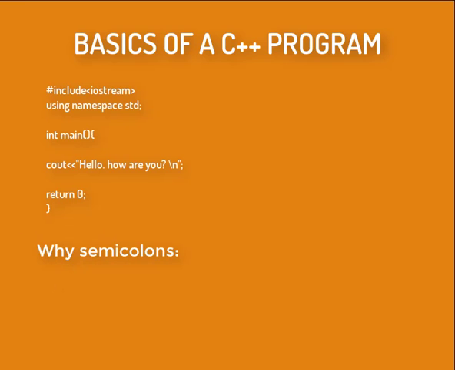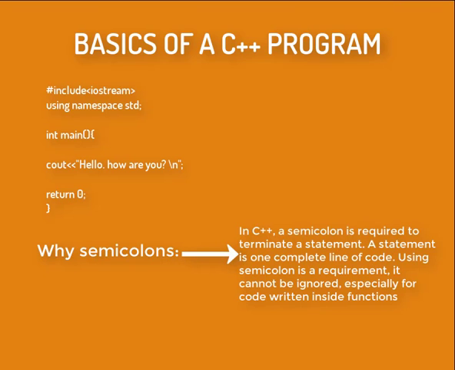One thing you will notice is that we are using semicolons at the end of a few lines, but not after some lines. Normally speaking, a semicolon is a requirement in C++ because a semicolon is a statement terminator. A statement is one complete line of code. When you write code inside a function, for example here in the main function, pretty much every line ends with a semicolon, because if you skip the semicolon, then the line never ends, it keeps on going.